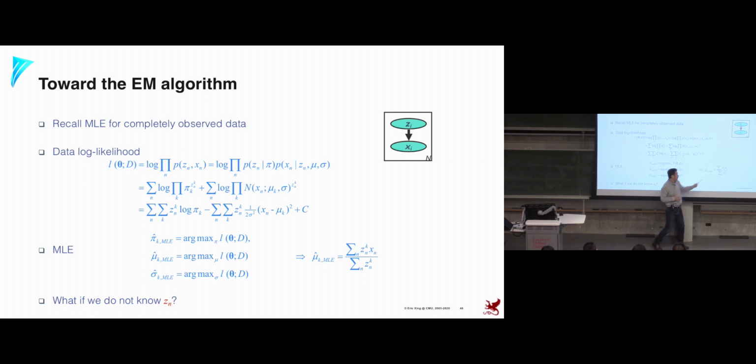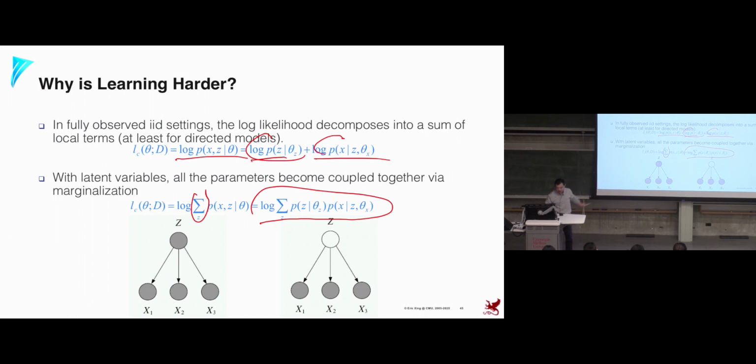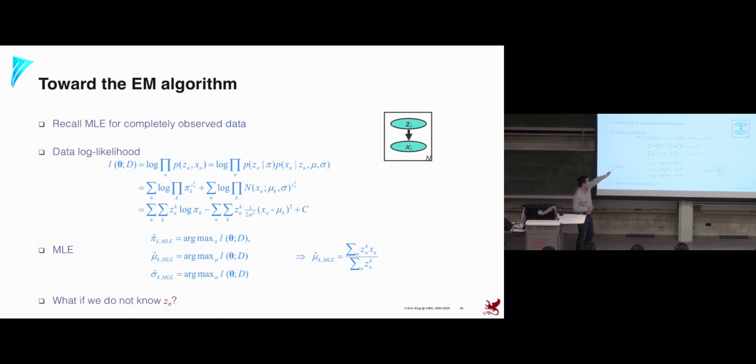What if the z is not observed? Can we still use this formula without going back to that very complex derivation where things are coupled? By the way, this derivation is possible because I assume Z and X are all observed.